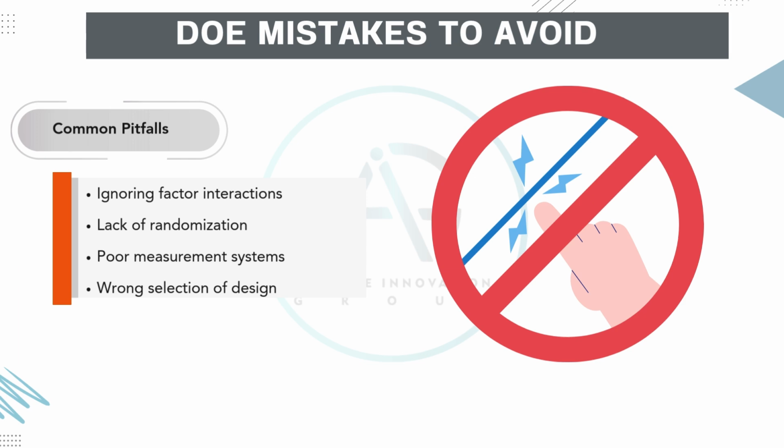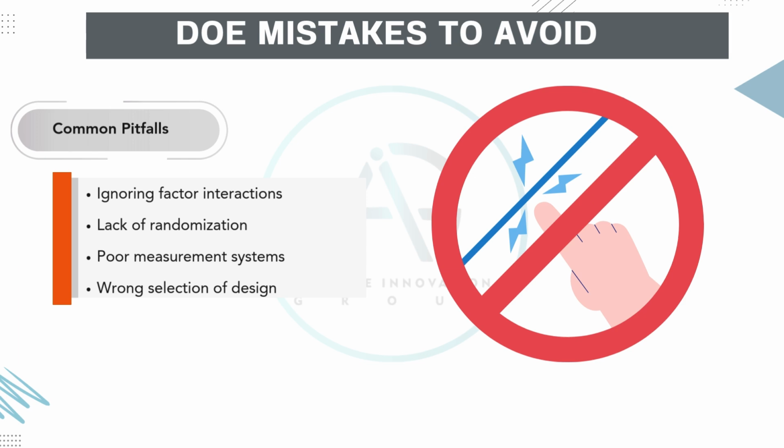Second, lack of randomization is a big issue. If we don't randomize the order of our runs, external influences like temperature, humidity, or operator variability might bias the results. Another common pitfall is using a poor measurement system. If the tools or methods we use to measure outputs are inconsistent or inaccurate, the data we collect won't be reliable, no matter how well the experiment is designed.